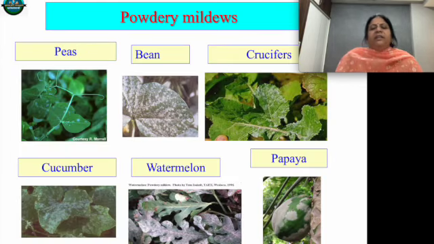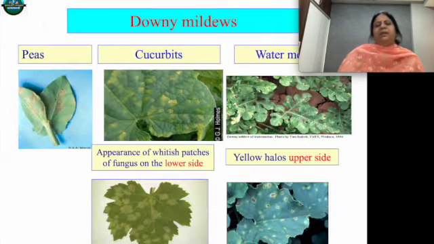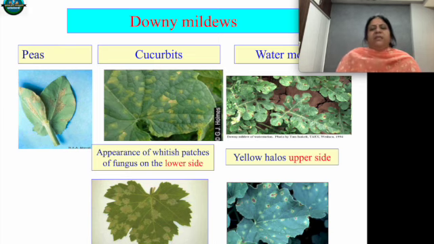Powdery mildew in various crops, if you see in peas, beet, crucifers, cucumber, watermelon and papaya, everywhere the fungus shows the powdery appearance. If you see the downy mildew in peas, cucurbits, watermelon, appearance of whitish patches of fungus on the lower side, downy growth, yellow holes on the upper side, these are all the symptoms of the downy mildew.